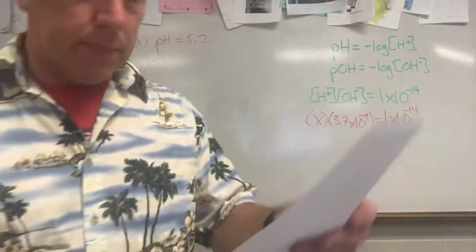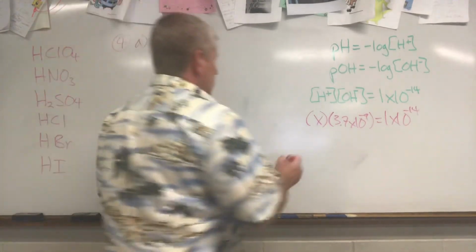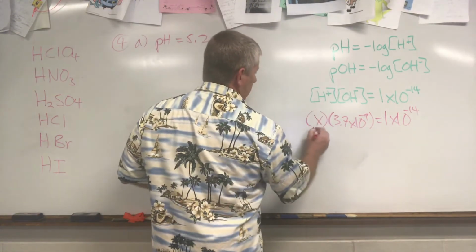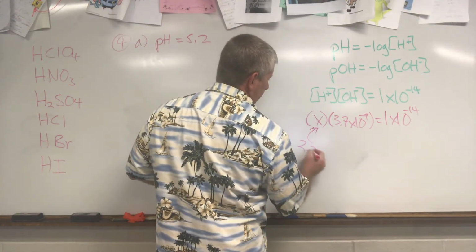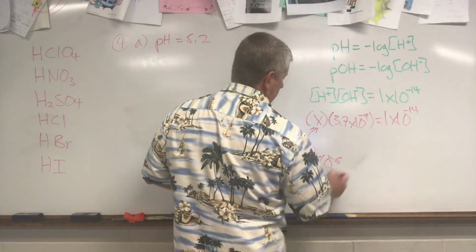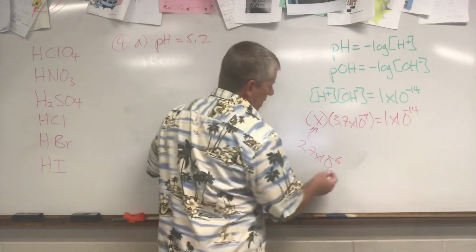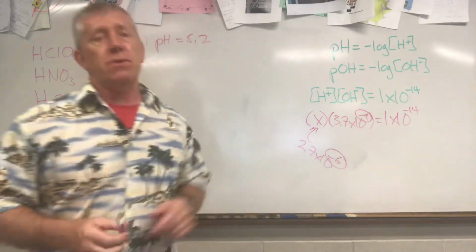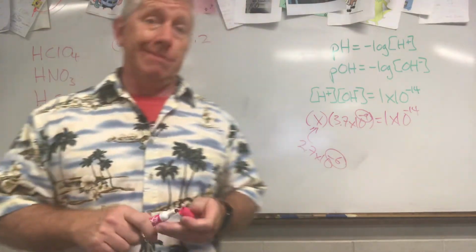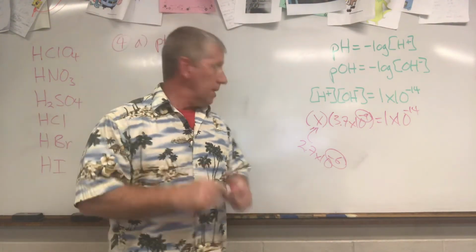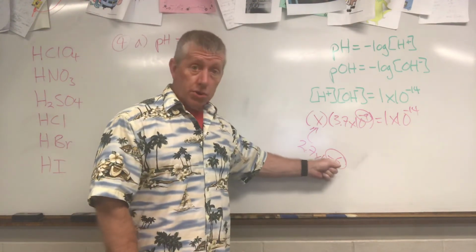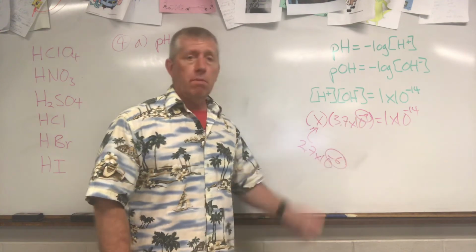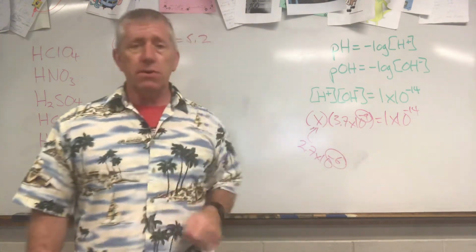And what do we get? 2.7 times 10 to the negative 6. Bang. So the hydrogen ion concentration is 2.7 times 10 to the negative 6. Look at these concentrations. This is the hydrogen, that's the hydroxide. What would the pH of this be? Predict. Acidic, because that is a larger number than that is. More hydrogen than OH. Acidic solution.